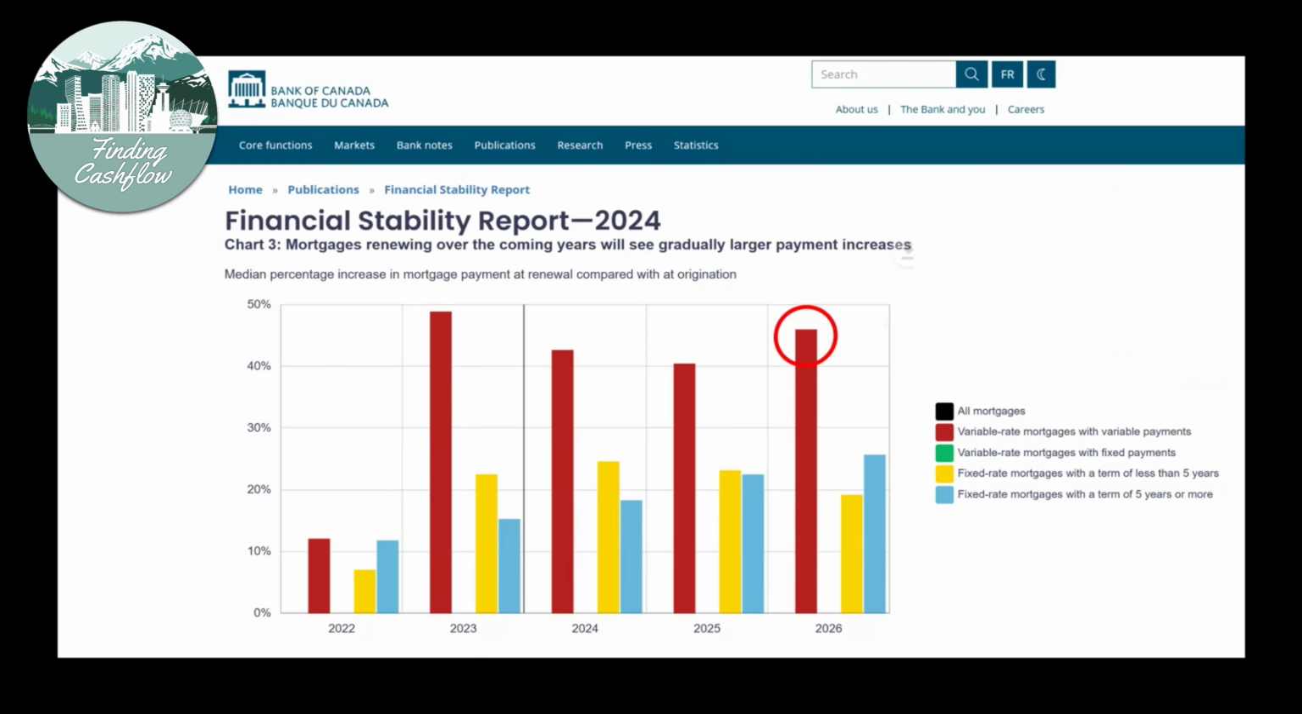It is worth noting that the Bank of Canada anticipated that the increase in these mortgages would go up again next year in 2026. And this could only happen if rates once again started going higher from here.